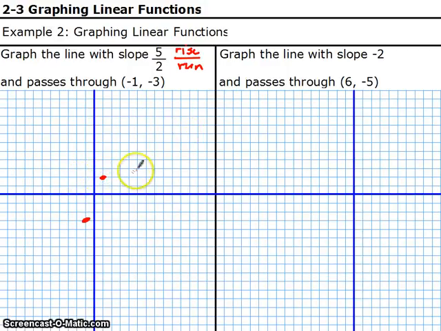You can do this as many times as you want. I suggest doing it at least twice. 1, 2, 3, 4, 5, 1, 2. Keep in mind you could also do the exact opposite. I've been going up and right, but I can also go down 1, 2, 3, 4, 5, and left.